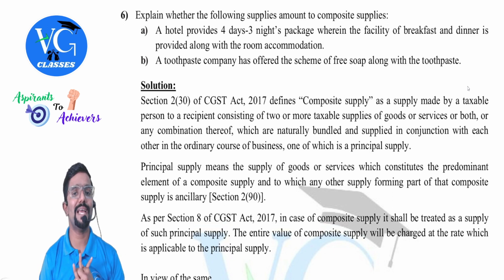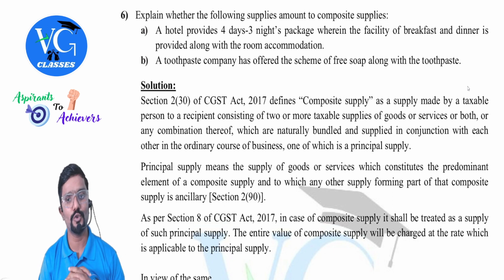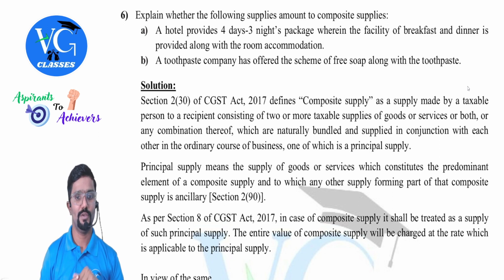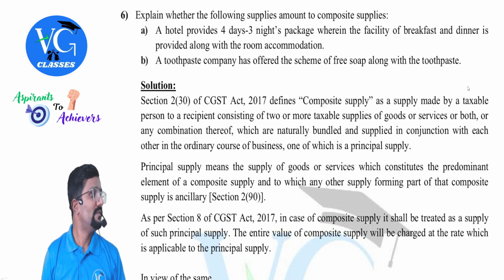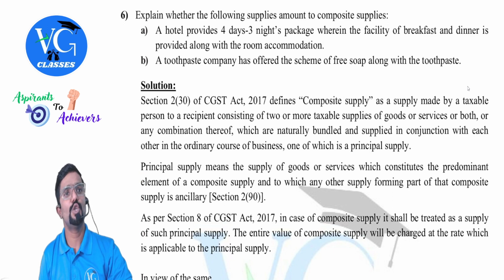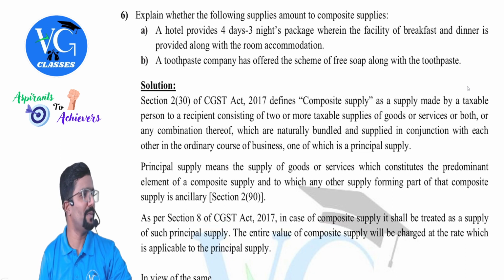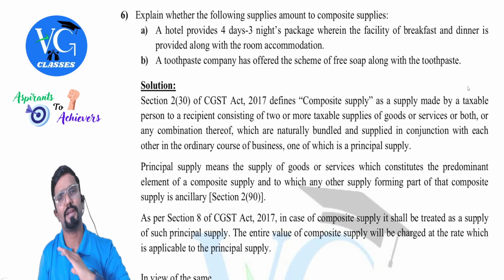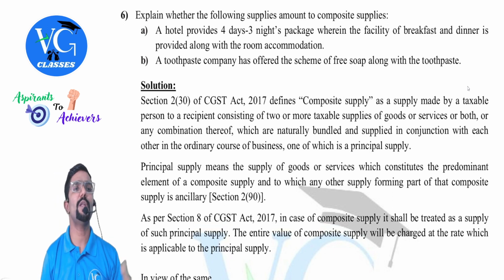A toothpaste company has offered the scheme of free soap along with toothpaste. That means you are buying toothpaste along with free soap. Free soap means, in simple terms, two goods are supplied for a single price. Is it naturally bundled, people? No. Is the majority of the people willing to buy it together? No. Maybe it is a seller strategy to sell it together, but is it naturally bundled? No. What do we call it?